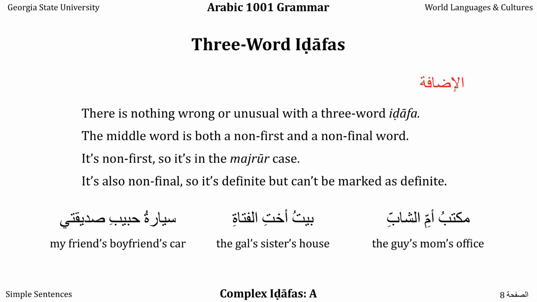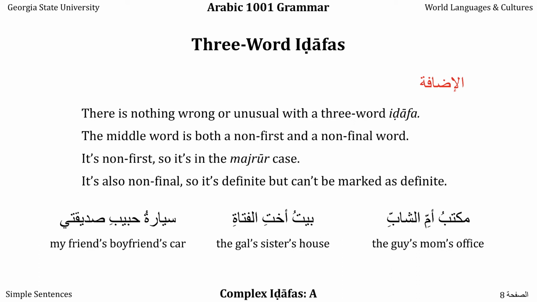In the second example, Beitu Ukhtil Fatat, the house of the sister of the gal, the word ukht is both a non-first and a non-final word. Because it is non-first, it is in the majroor case. Because it is non-final, it is definite even though it cannot be marked as such.